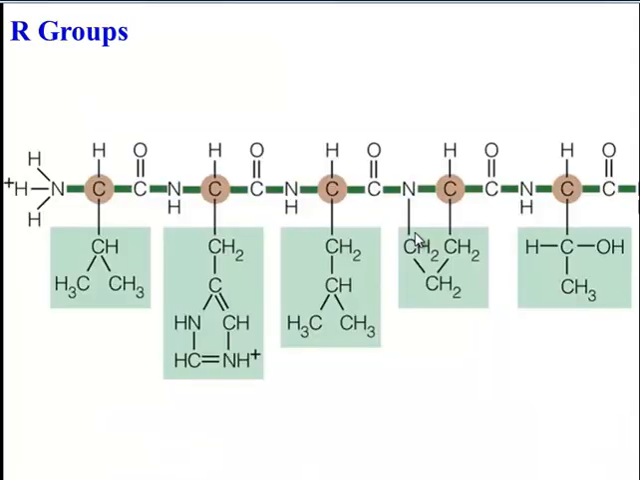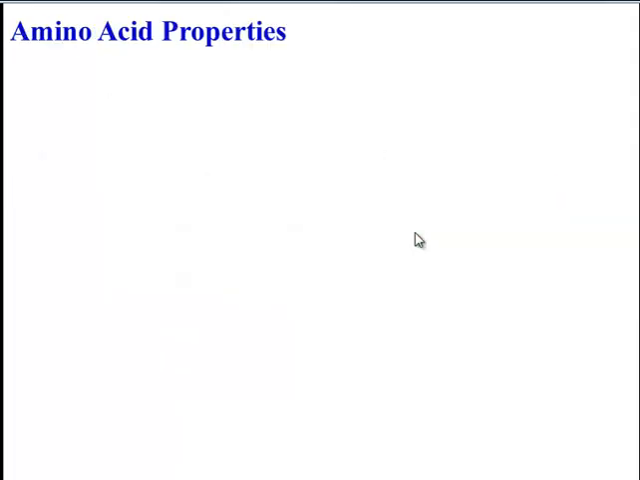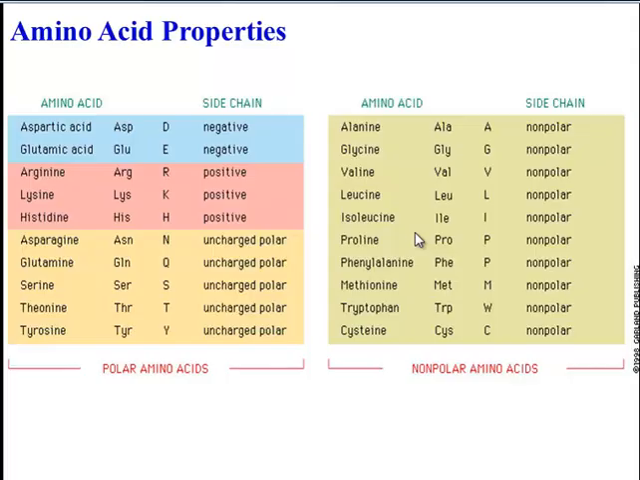and function. So here we have a polypeptide, and it's composed of 5 different amino acids: valine, histidine, valine again, proline, and threonine. And as you can see, the different amino acids have different R groups attached to them. Histidine has quite a complex R group, where valine has a much simpler R group. So again, it's the R group that distinguishes amino acids. And it's the R groups that are going to give each amino acid a unique property.